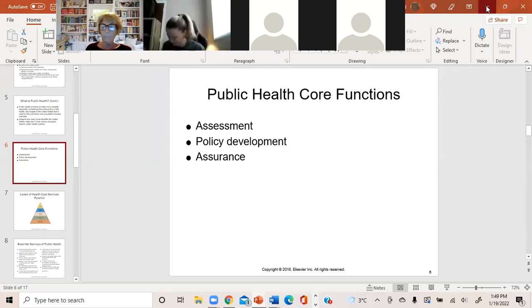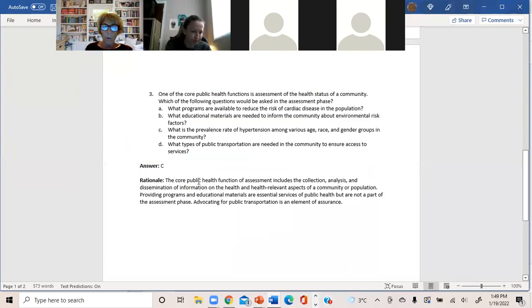Okay, so the core public health function of assessment includes the collection, analysis, and dissemination of information on the health or health relevant aspects of a community. And it explains to you why these other answers are not correct. Providing programs and educational material are essential services to public health, but they're not part of the assessment phase. And advocating for public transportation is in the assurance.